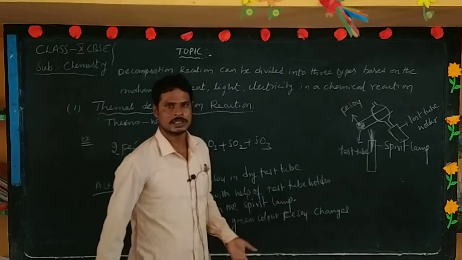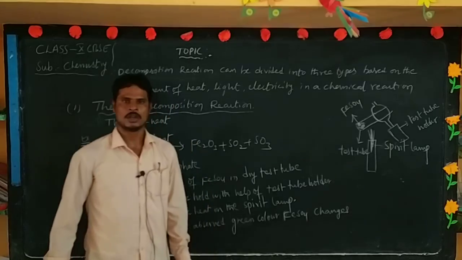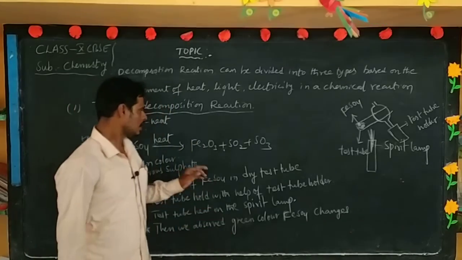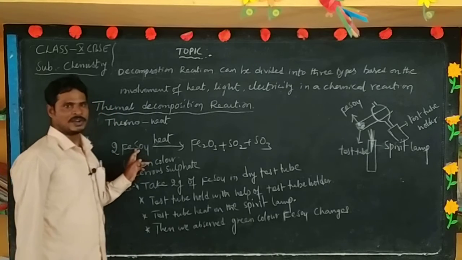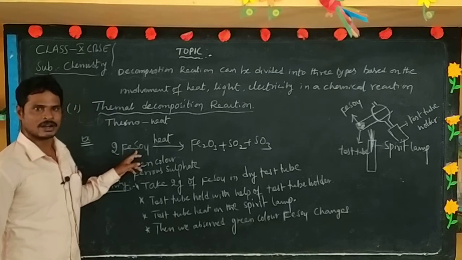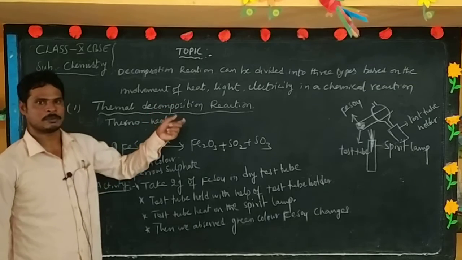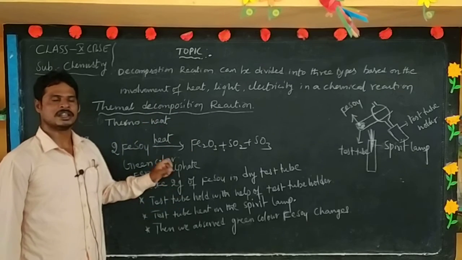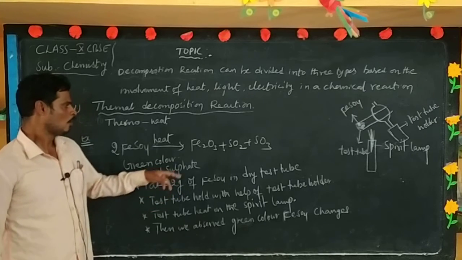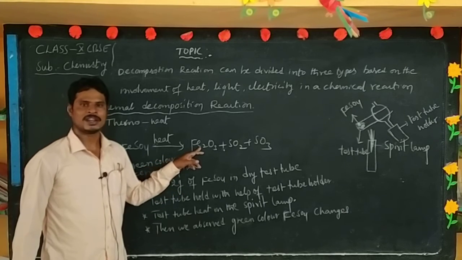Then what do you notice? Are there any changes? What changes do you observe in the above activity? So what is the color of ferrous sulfate? Actually, the color of ferrous sulfate is green. After heating of ferrous sulfate, we observe that the green color changes because of formation of ferric oxide.